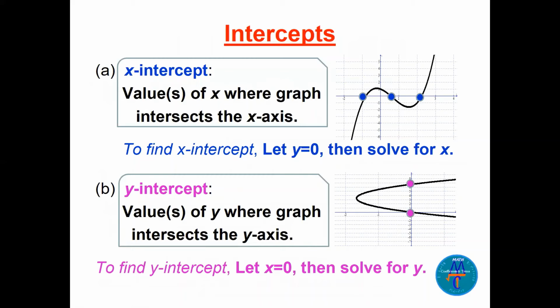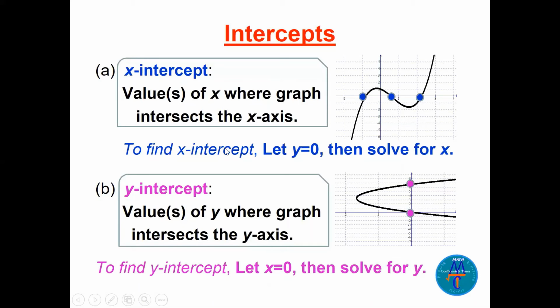Now, x-intercept and y-intercept. Very important terms in mathematics. If you have a graph, see, we have an example here. Sometimes the graph will cut or intersect the x-axis. In this graph, it intersects the x-axis at 3 points. You see 3 points, so there are 3 x-intercepts here. And in this one, we have 1 y-intercept.